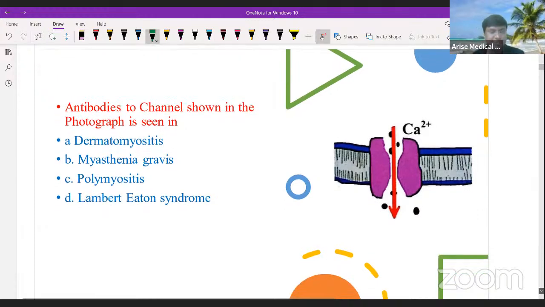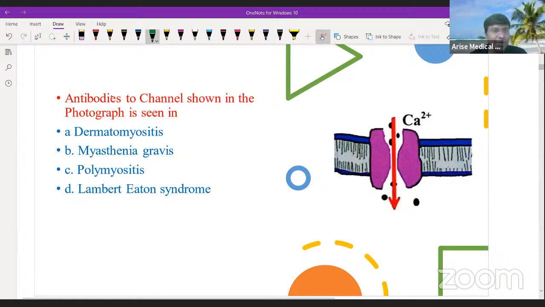Yeah, this is another very interesting question, and let me see how many of you can answer this. Antibodies to the channel shown in the photograph is seen in: dermatomyositis, myasthenia gravis, polymyositis, Lambert-Eaton myasthenic syndrome. Very good, very good. So the answer is Lambert-Eaton myasthenic syndrome. Can anyone tell me what is the drug of choice for Lambert-Eaton myasthenic syndrome?